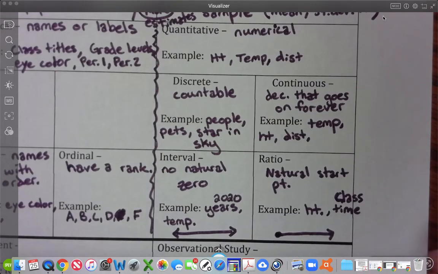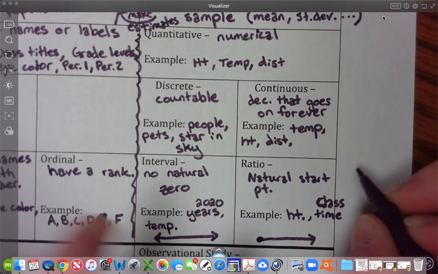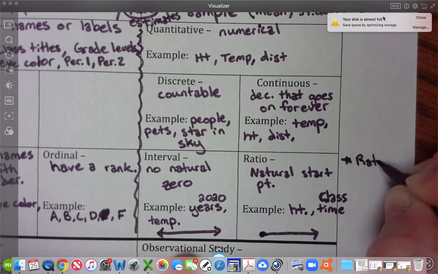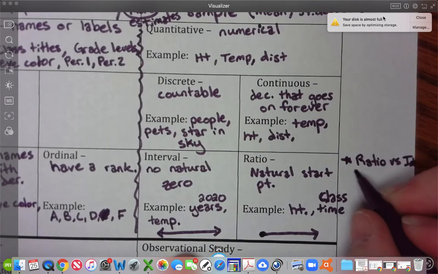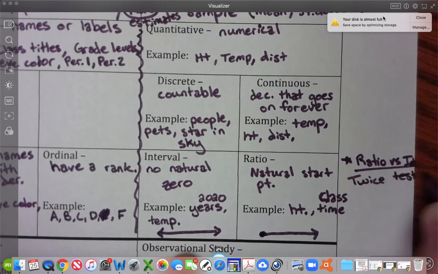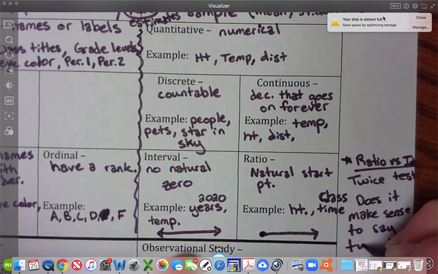So another way of thinking about ratio versus interval. Let me write this off to the side over here. And then this will be the last thing. Ratio versus interval: the twice test. Does it make sense to say twice? Does it make sense to say something is twice as large as something else?